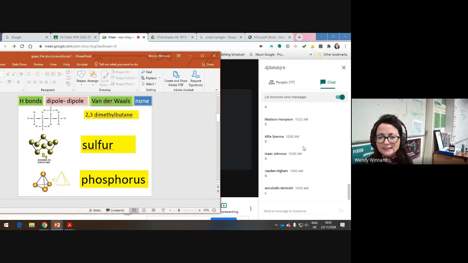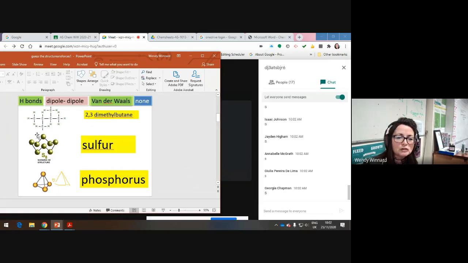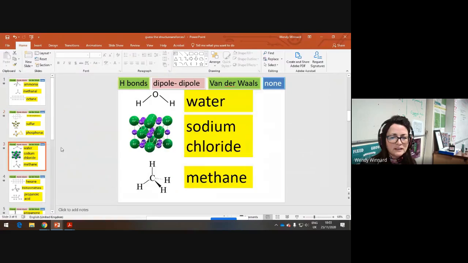And you're all correct. Excellent. Because sulfur's got more electrons, so it's going to have the higher boiling point. It's got more electrons because there's more atoms. So the bigger the molecule, the more electrons, the bigger the van der Waals forces. Let's look at the next slide.